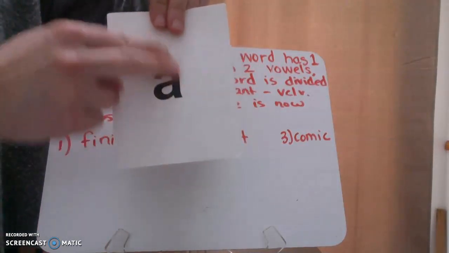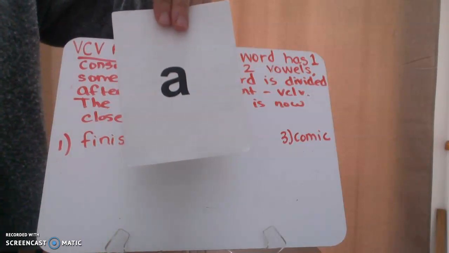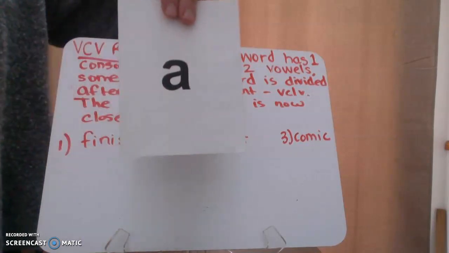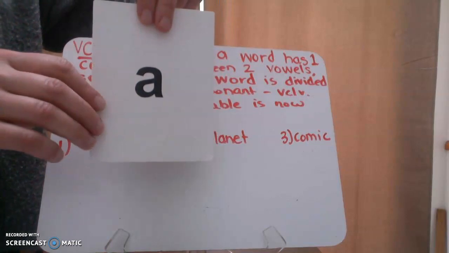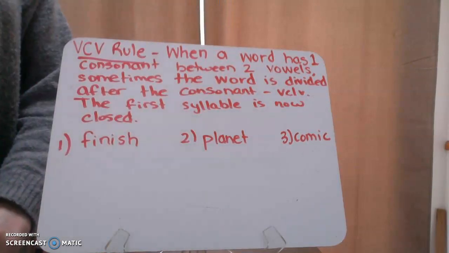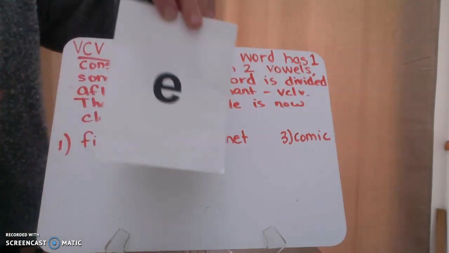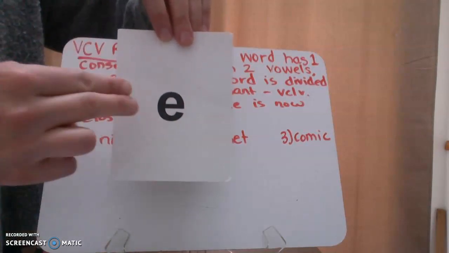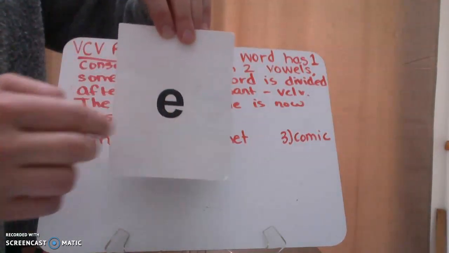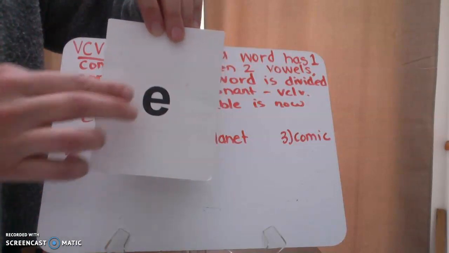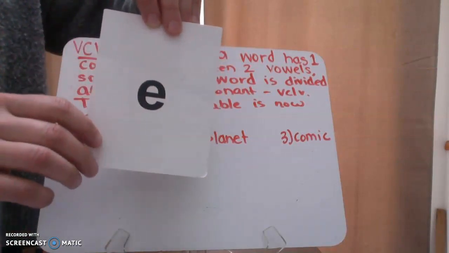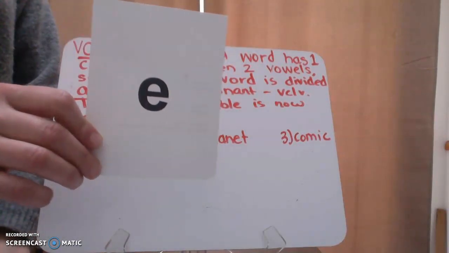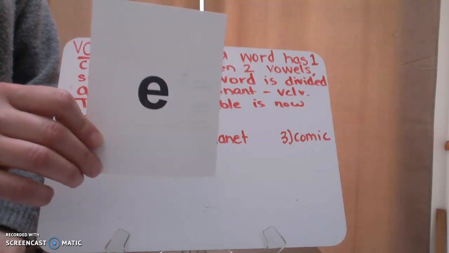First sound, A, apple, A. Second sound, A, baby, A, at the end of an open syllable word. First sound, take two fingers, trace it with me. E, egg, eh. Second sound, E, me, E, when at the end of an open syllable word.